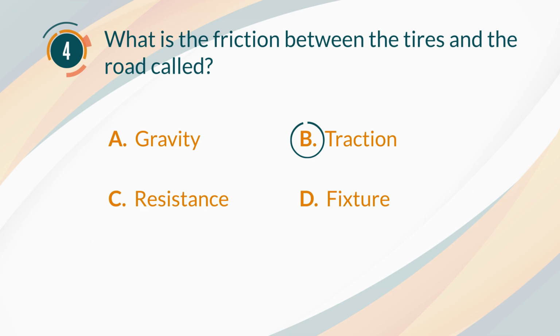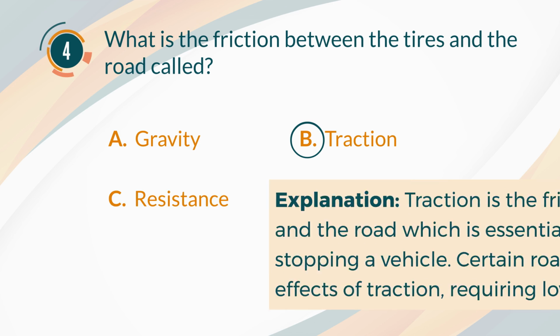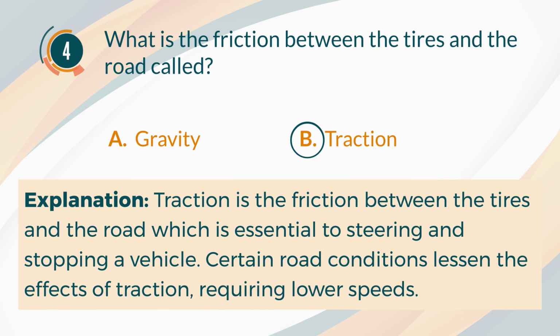The correct answer is B. Traction. Explanation. Traction is the friction between the tires and the road, which is essential to steering and stopping a vehicle. Certain road conditions lessen the effects of traction, requiring lower speeds.